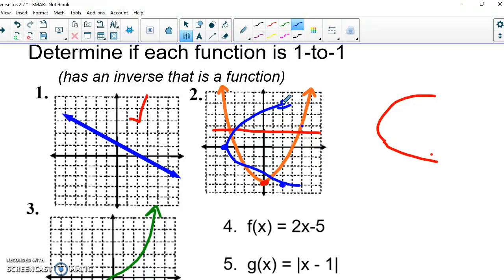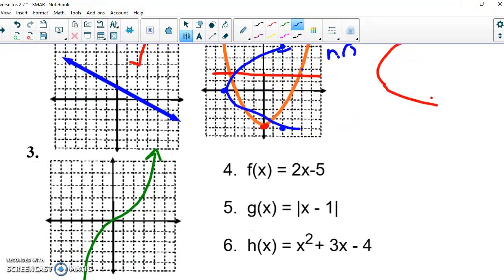So this doesn't pass. The original function here in brown doesn't pass the horizontal line test, which means that its inverse will not pass the vertical line test, and so it is not one-to-one. This is a no. Okay, now let's look at the third one here.